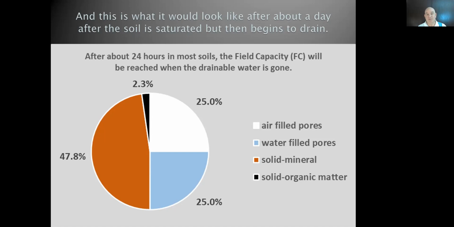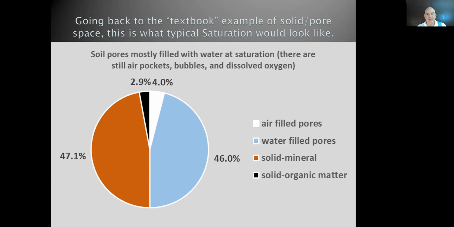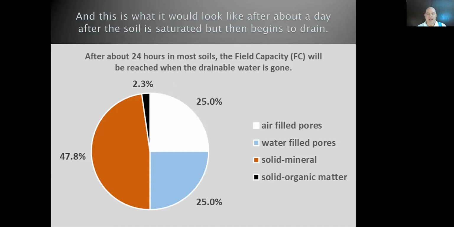So let's kind of get back to the generalization here of this 50-50 thing. Going back to this one, if we had a textbook example of saturation, this is what it would look like with all the pores of the soil filled with water. And after about 24 hours, we lose what we call the gravitational water. Gravity is able to push water through the macropores because the soil doesn't really have much of a hold on the water that's out in the middle of those big pores. And so it pushes it through. And so after about 24 hours, we lose that gravitational water. And we like to say about half of it is gone. Half of that water is gone. And we're down to what we call field capacity.